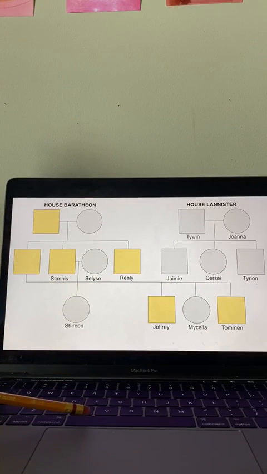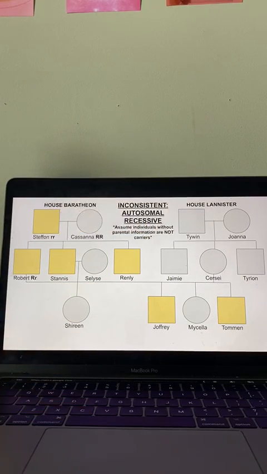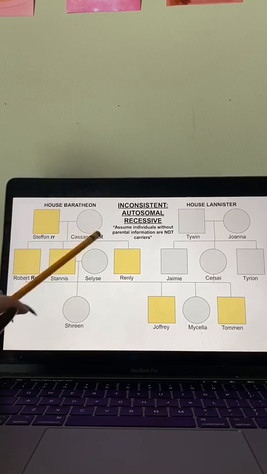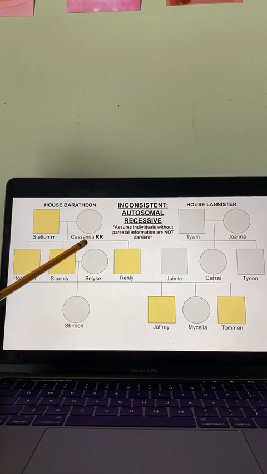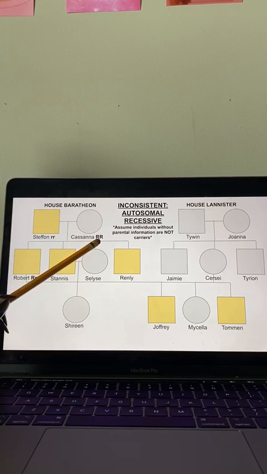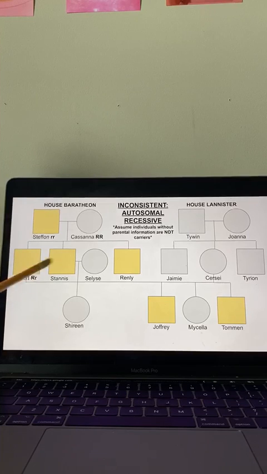Next, we're going to move to our inconsistent modes. So we have Autosomal Recessive. Stefan would have 2 little r's, and Robert would need 2 little r's as well. But again, we can assume individuals without parental information are not carriers, so Kasana would be a big R, little r, and he wouldn't be able to get a little r from mom. He'd only have a big R, therefore he wouldn't express the trait, so that doesn't work.